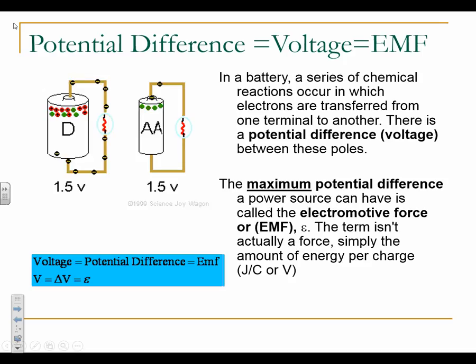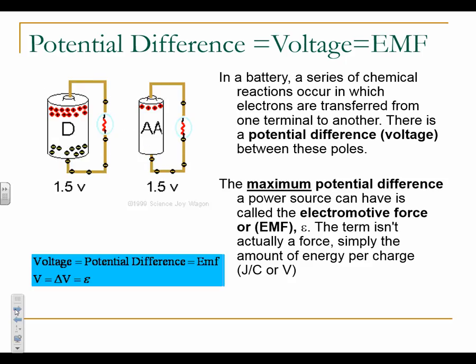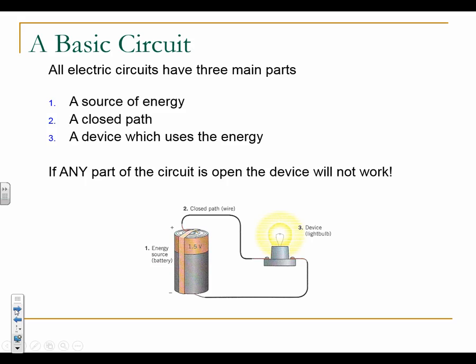So if you remember, it can be just V, it can be a delta V, or it can be our lowercase epsilon. That's what that letter is for EMF. So just so you know, again, this is all what batteries have. Batteries have potential difference. They have voltage, which is also known as the EMF.